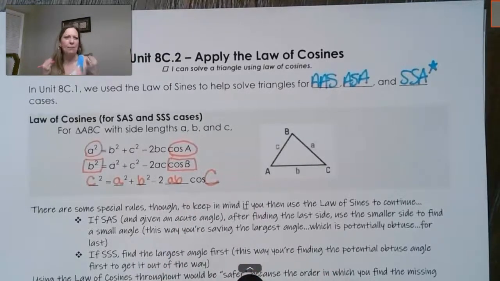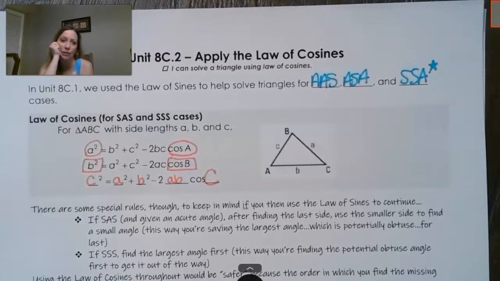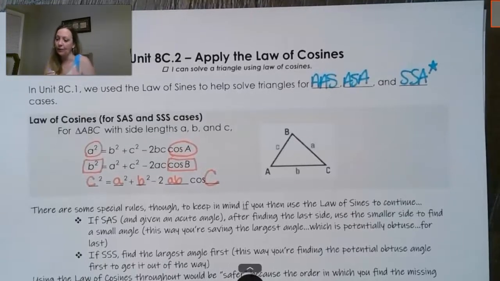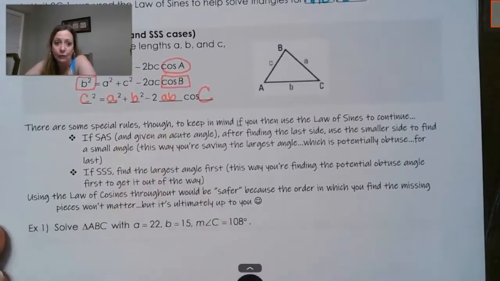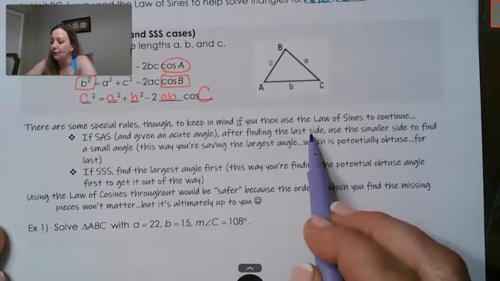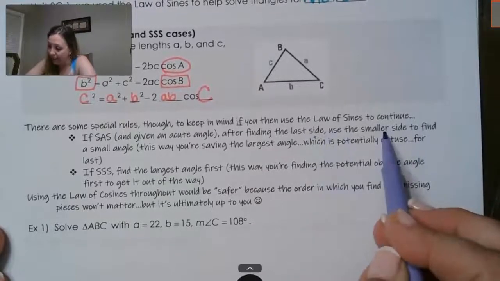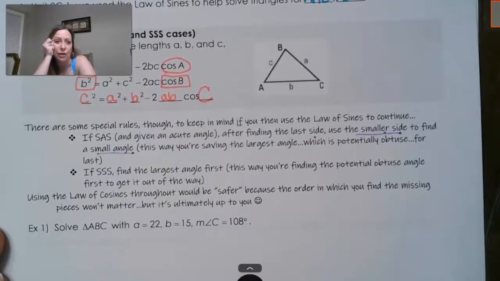Now I know this looks like a lot, but I promise after you use it for a bit, it won't be too bad. And especially because we've become so comfortable with the law of sines, sometimes we want to use the law of cosines, and then people are like, well, I'm gonna go and use the law of sines now. You have to be careful, all right? There are some special rules to keep in mind if you use the law of sines. If it's an SAS case and you're given an acute angle, after you find the last side, you have to use the smaller side. Make sure you use the smaller side to find a small angle. Because as we've seen, the issue with the law of sines is that it doesn't give obtuse angles. So we wouldn't want to use the law of sines to try to get an obtuse angle.